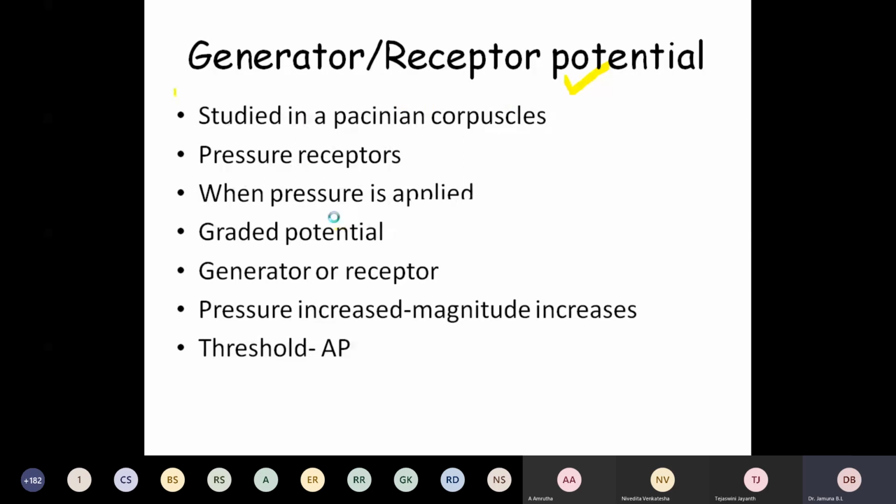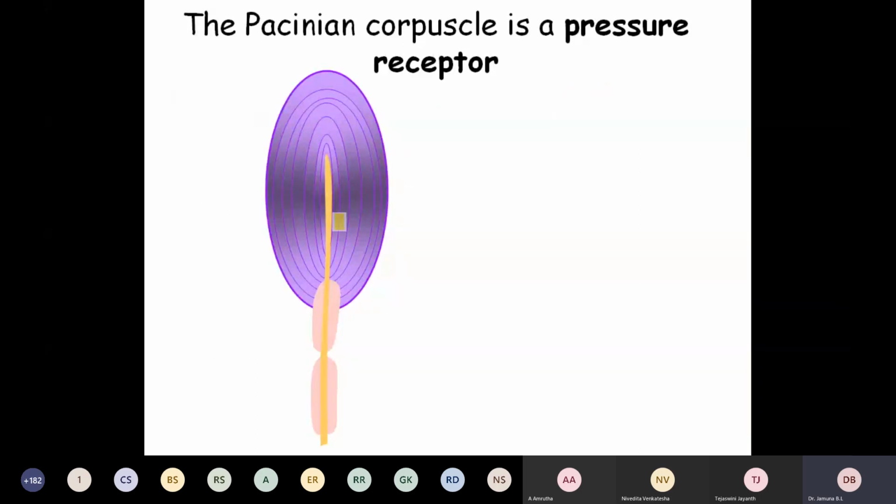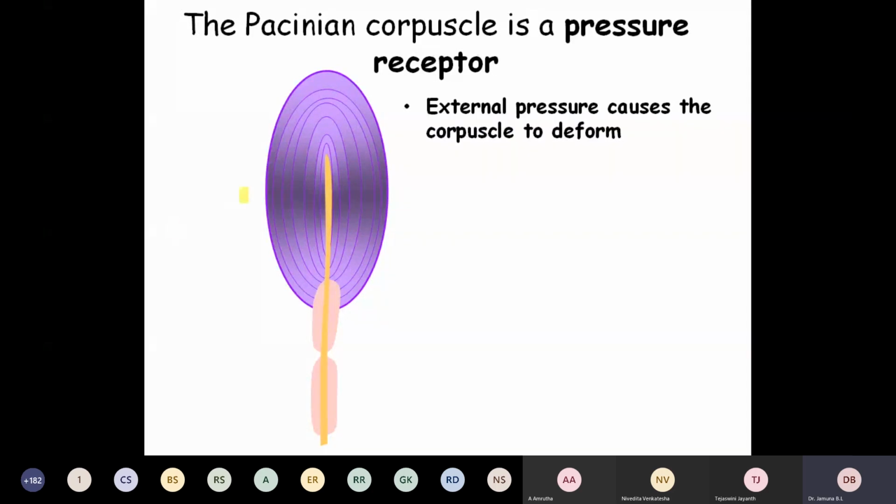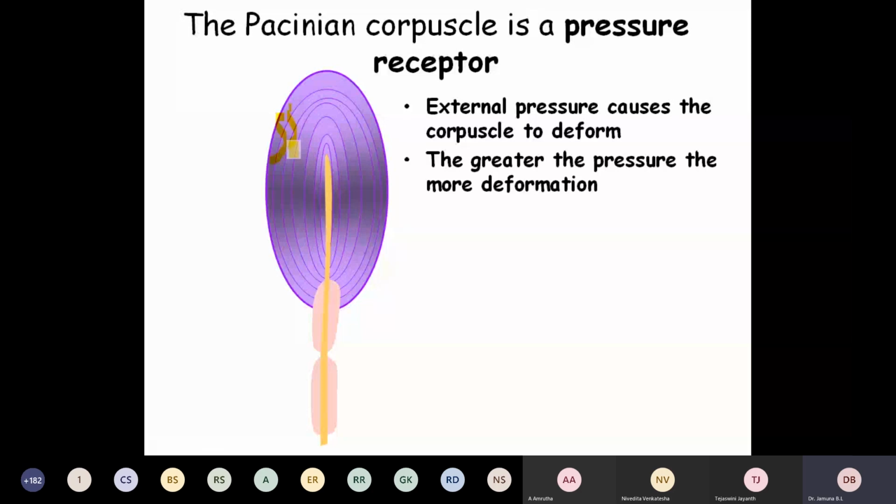local potential. In a Pacinian corpuscle, if you apply external pressure, it causes the corpuscle to deform. These concentric laminas undergo a deformation. Depending on the strength of the stimulus, it undergoes a deformity like this. The greater the pressure, the more the deformation. When this deformation happens, there is a movement at the unmyelinated nerve, so there will be bending in the unmyelinated neuron.